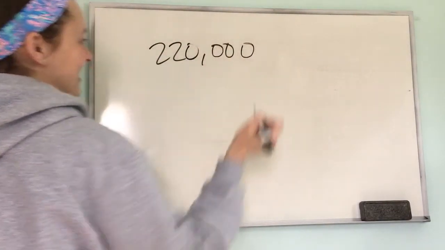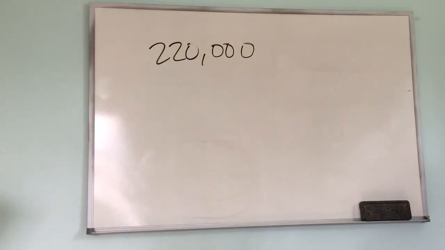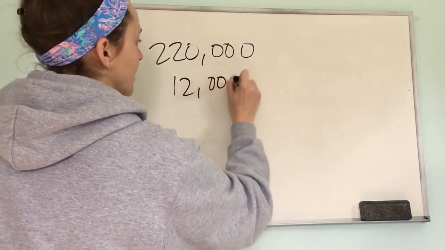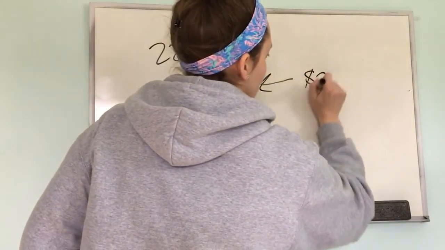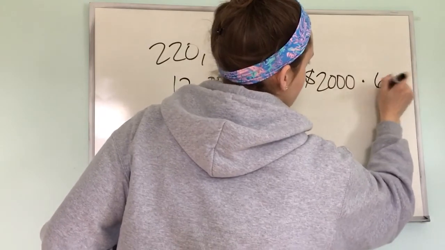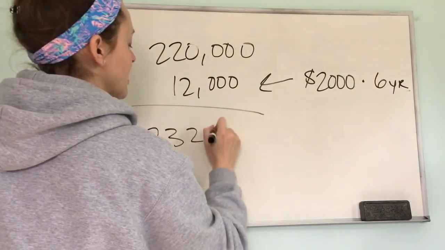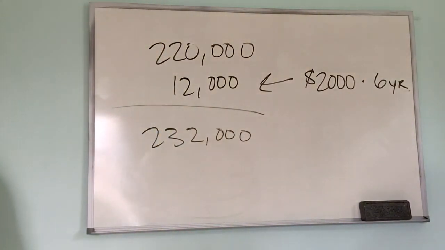Well, if it's worth $220,000 today, what will it be worth in 6 years? Well, 2,000 times 6 is another $12,000. Remember, this is the $2,000 times 6 years. And we'll just add them together to get to $232,000. That's it for 8A.